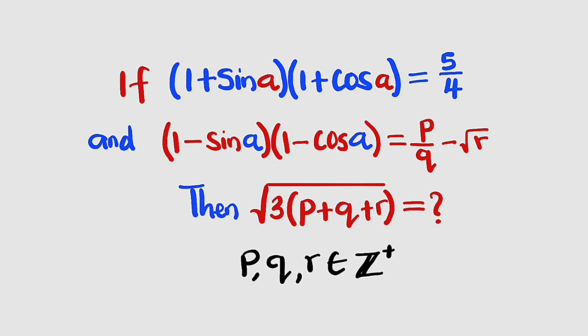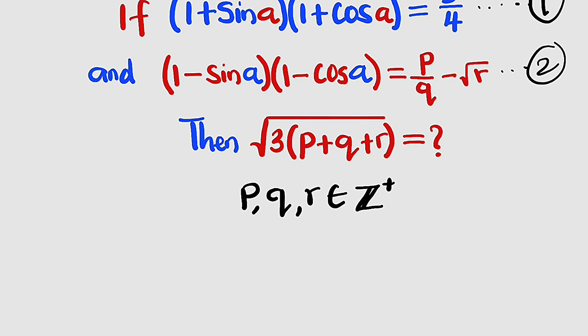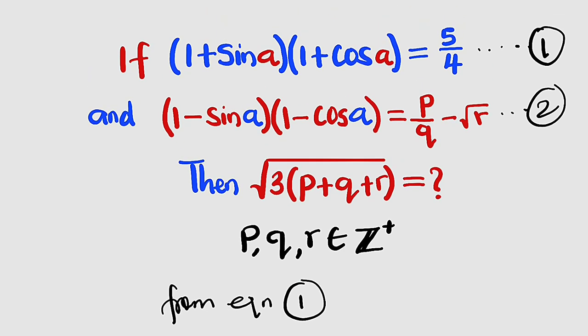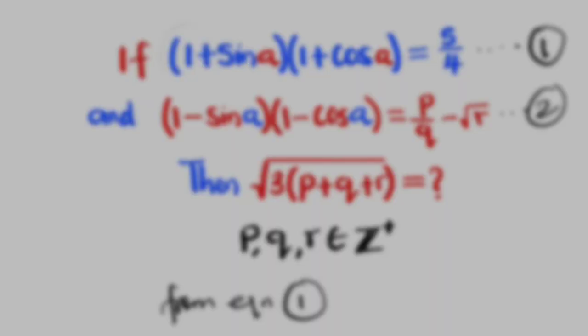It implies that we have to find the values of P, Q, and R before we could plug them here. Let's get started. Let's call this equation number 1 and call this equation number 2. So let's start from equation number 1. From equation number 1, we are going to expand the left hand side. So let me just copy that.